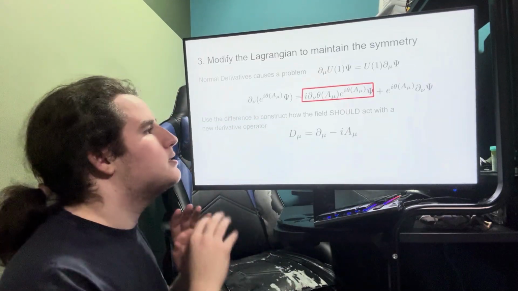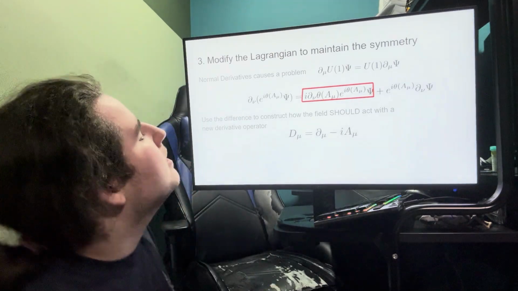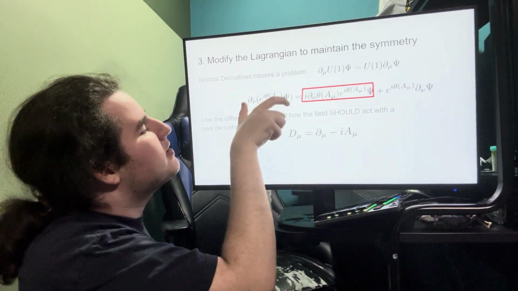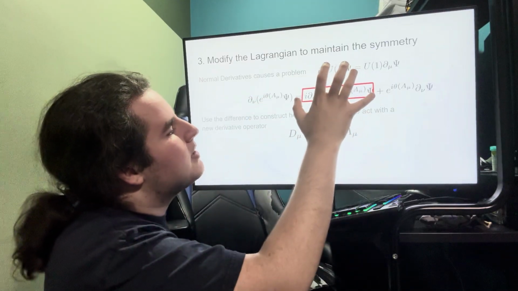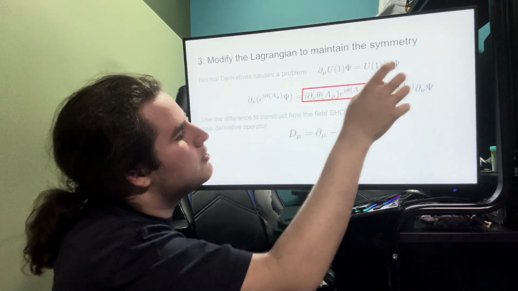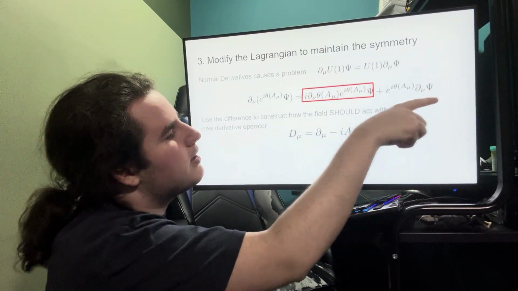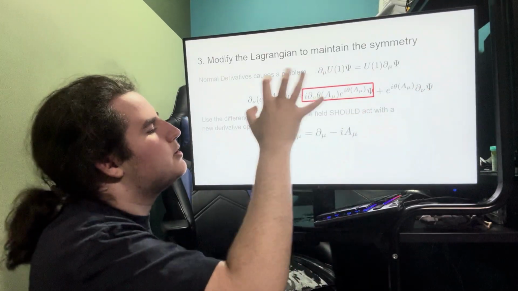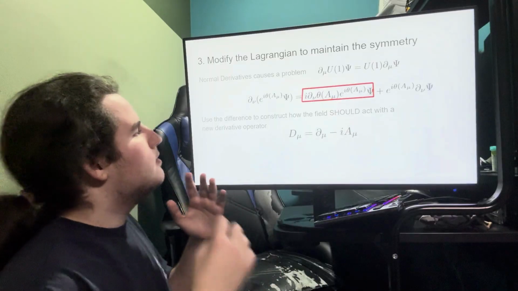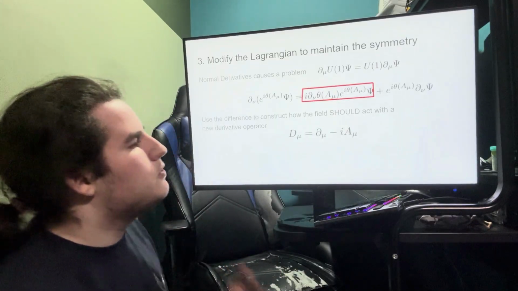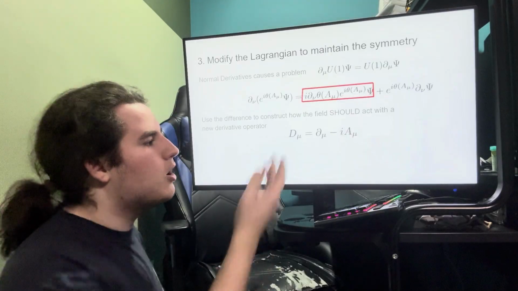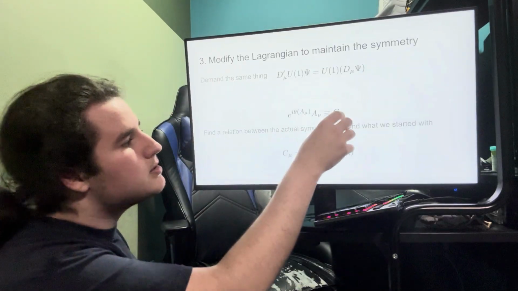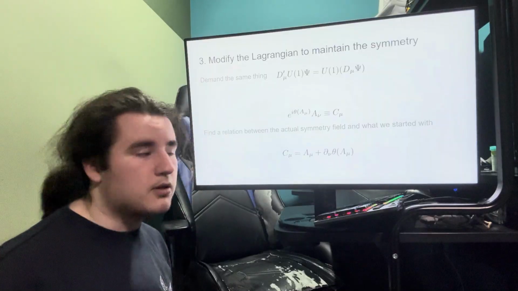This is still a single number though. This is not a vector. This is just a variable. But notice that if you expand it out, e to the i theta for an arbitrary theta of x, that doesn't just equal U1 times the derivative of phi. It actually has this ugly term that we don't want in there. So we use the difference to construct how the field should act with a new derivative operator called the covariant derivative. Basically, this is what we're going to stick into our Lagrangian.